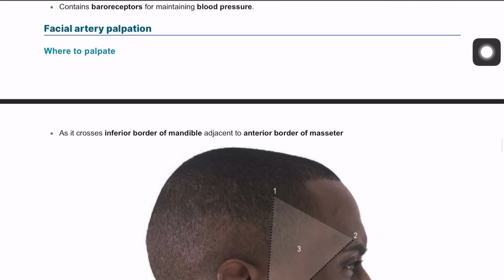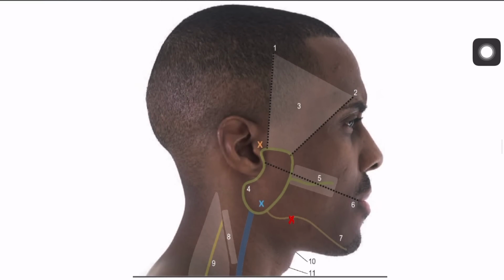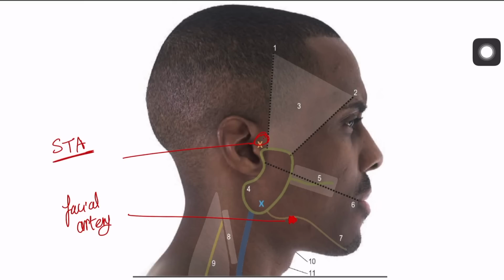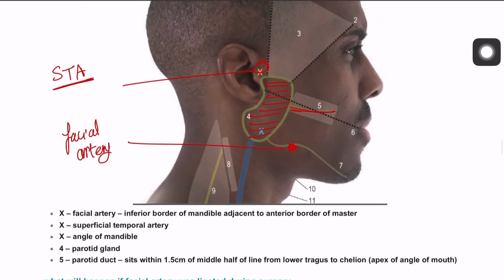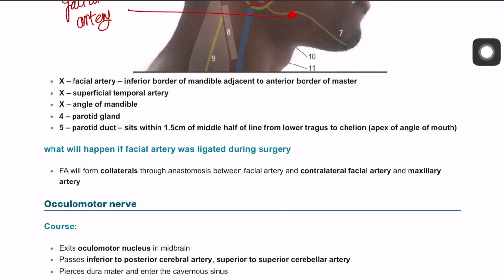Well, facial artery palpation, like we said earlier, on the inferior border of the mandible, very close to the masseter muscle. So just right there. So this is for the facial artery. Well, there's another artery as well in that area, that will be the superficial temporal artery, which is one of the two terminal branches of the external carotid artery. Obviously, this is the parotid gland, and we mentioned it early, and this is the parotid duct. Okay, great. What will happen when the facial artery is ligated? Lots of collaterals between the facial artery and the contralateral side and the maxillary artery.